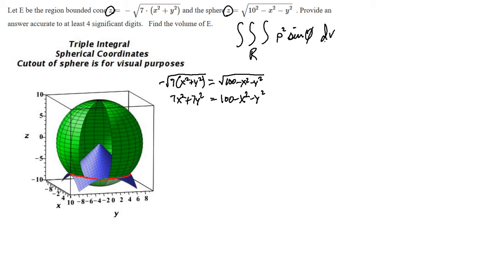If we collect all the variables over on the left, move the negative x squared over here, and that would be an 8x squared. Move the negative y squared over to the left, and that would be an 8y squared. And dividing through by 8, we'd have x squared plus y squared equals 100 over 8, which I'm pretty sure reduces to, what does that reduce to? 25 halves. So that's a circle with a radius of 5 over square root of 2, for what that's worth.